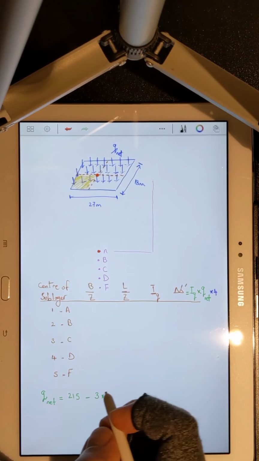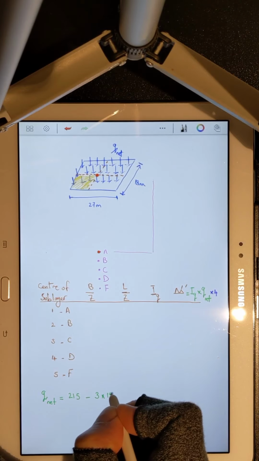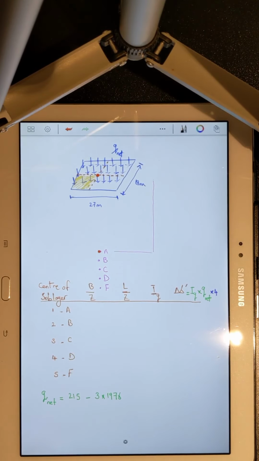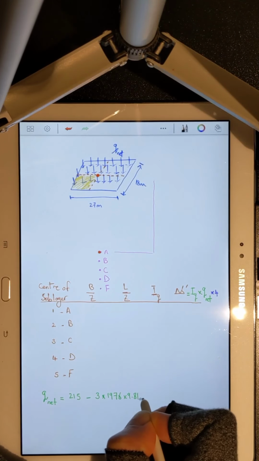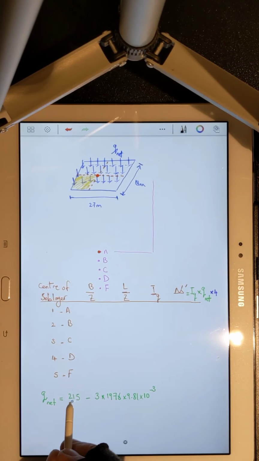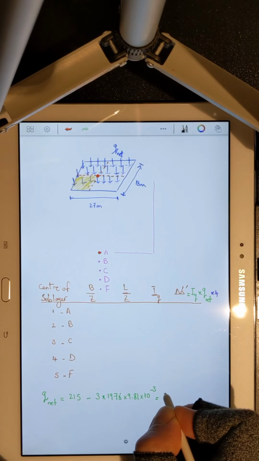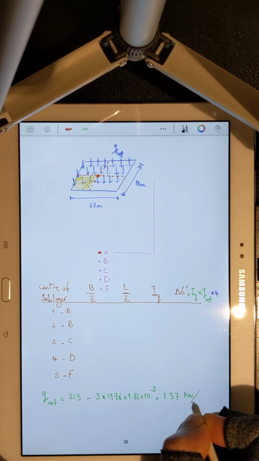Well, I know the density of unsaturated sand, which is 1976 kilogram over meter cube. Again, kilogram over meter cube. I need to convert kilogram to kilonewton: kilogram to newton times 9.81, newton to kilonewton times 10 to the minus 3. So all sorted now. I have kilonewton over meter square, and q net is equal to 157 kPa or kilonewton over meter square.